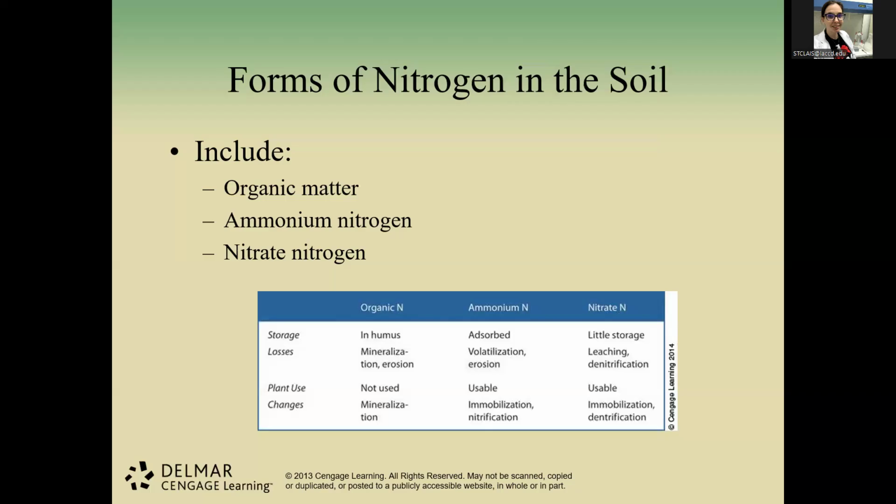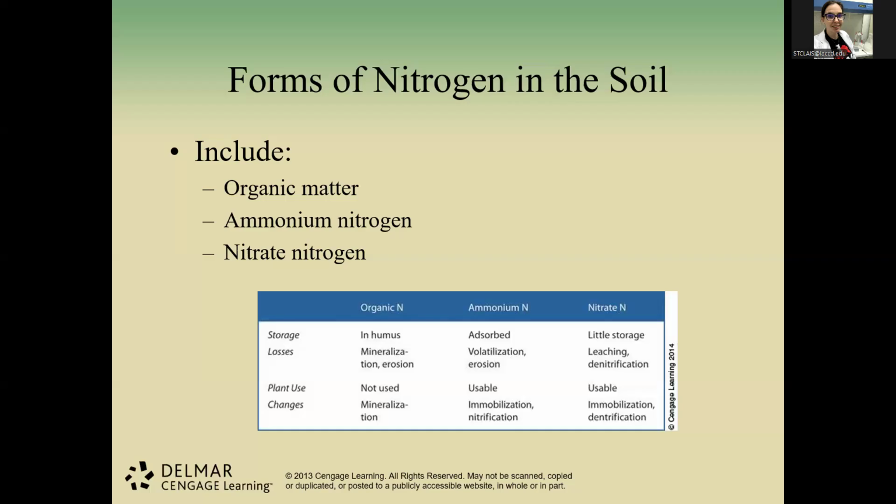Ammonium nitrogen is stored when it's adsorbed to the soil surface, or it sticks to the soil column. Losses can involve volatilization, going back into the air, or erosion. The plants can use ammonium nitrogen, and the changes involve immobilization if it's taken up by plants, for example, or nitrification if ammonium nitrogen is then reduced to diatomic nitrogen by microorganisms.